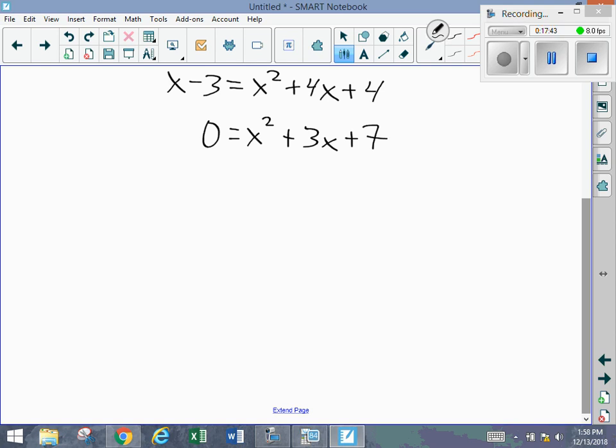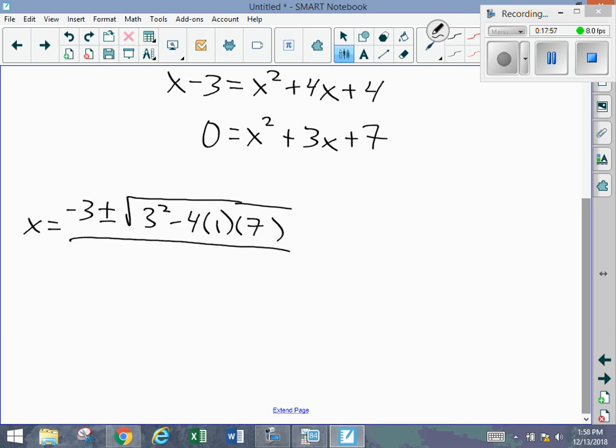Yes, quadratic formula. Here we go. Negative b plus or minus the square root of b squared minus 4 times a times c, all divided by 2 times a. Go ahead and simplify this. Number 2.